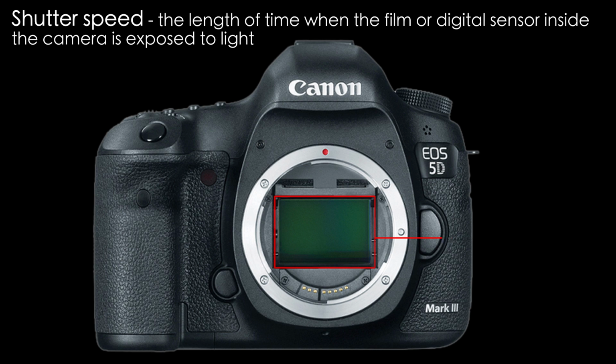So shutter speed is one of the three factors in exposure, and shutter speed is effectively the amount of time that your sensor remains open or receptive to light reaching it via your lens.